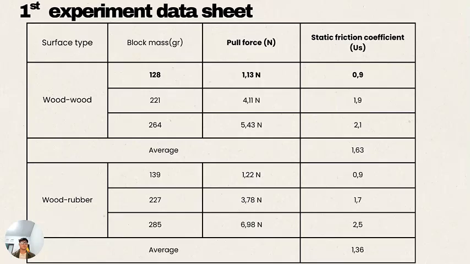The second one is wood to rubber. The first block mass is 159 grams, the second one is 227 grams, the third one is 281 grams. The pull force for wood to rubber is 1.22 newtons for the first, 3.78 newtons for the second, and 6.98 newtons for the third. The static friction coefficient is 0.9 for the first, 1.7 for the second, and 2.5 for the third. The average is 1.36.